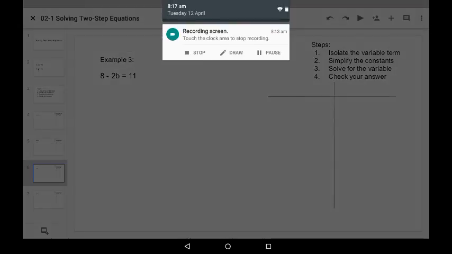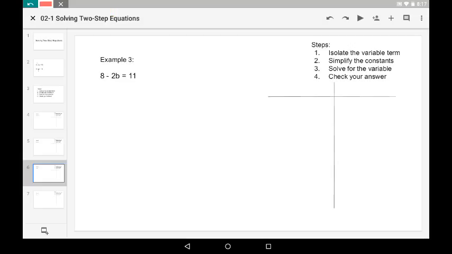Third example, 8 minus 2b equals 11. I think I like 11s when I pick these examples. Okay, so isolate the term. I'm going to show you 2 different ways to do this. Because the 2b is a negative term, you can either isolate it and keep it on the left side, or you can bring it around to the right side.